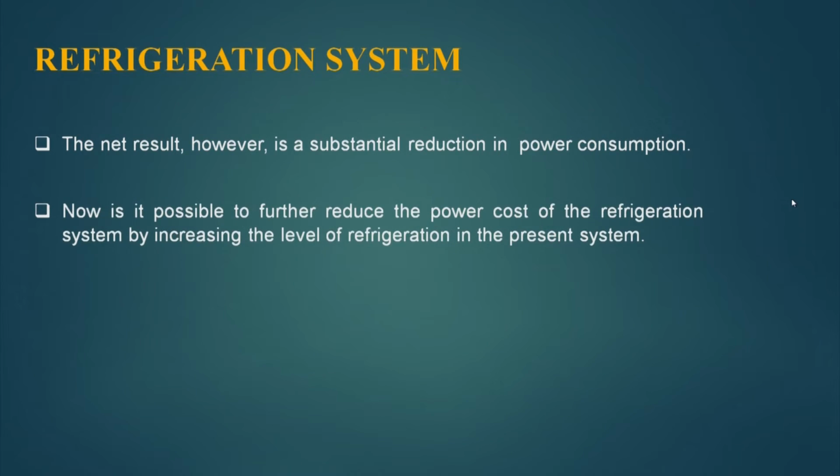but if we analyze it further, we can see that a new design can be evolved which will save more energy for this part of the GCC than what we are observing here. So, let us see the third part of the design. The net result, however, is a substantial reduction in the power consumption for the earlier figure. Now, it is possible to further reduce the power cost of the refrigeration system by increasing the level of refrigeration in the present system.